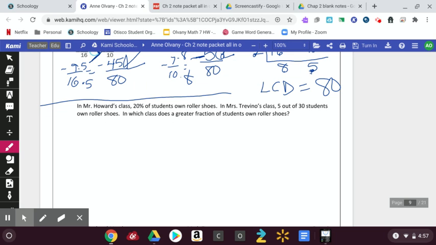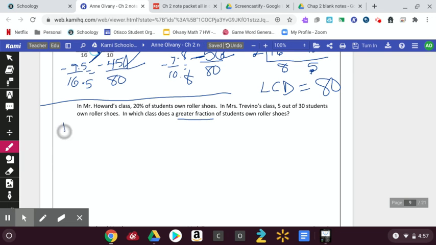So we have Mr. Howard's class, 20% of the students own roller shoes. Remember those? And in Mrs. Trevino's class, 5 out of 30 own roller shoes. In which class does the greater fraction of students own roller shoes?